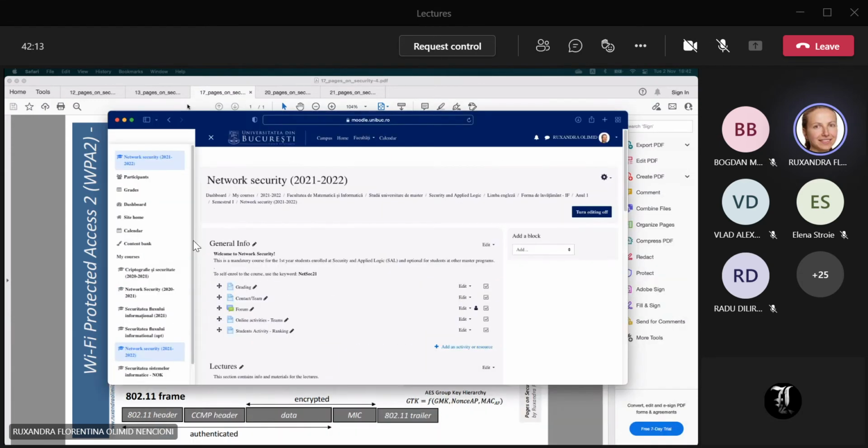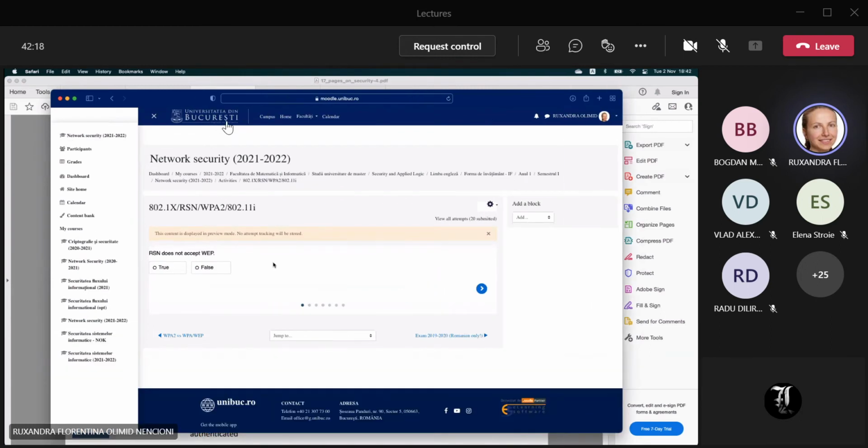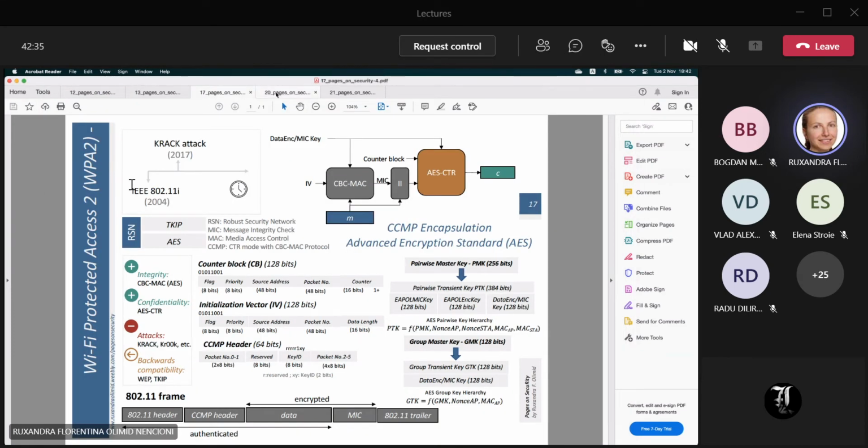So I bring it here. Let's discuss it. RSN does not accept WEP. Is this true or false? RSN, I remember, is the Robust Security Network that we can find here in WPA2. This is the RSN. And the question was whether RSN accepts WEP or not.